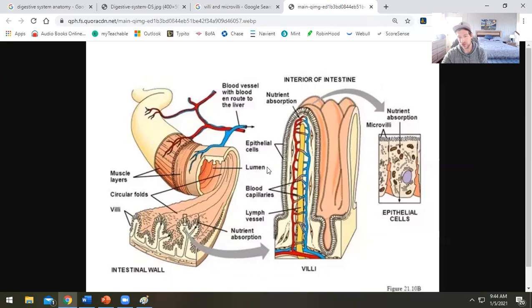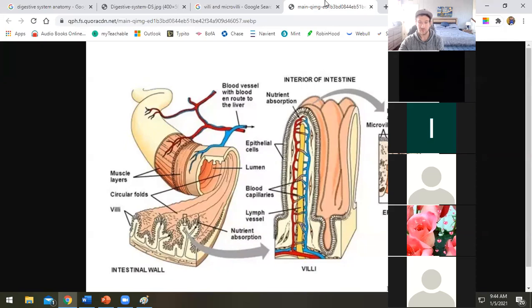A nutrient is, let's say, a vitamin or a mineral, a sugar or an amino acid or a fat. Any of those things are going to pass right through this wall here, and they're going to get absorbed into the bloodstream, and then they're going to get carried into your body. Does that make sense? Cool.